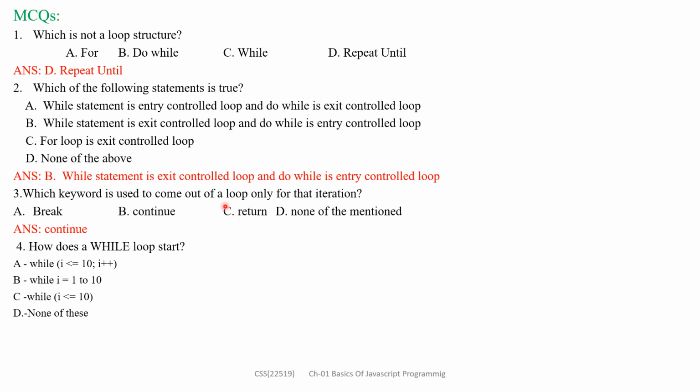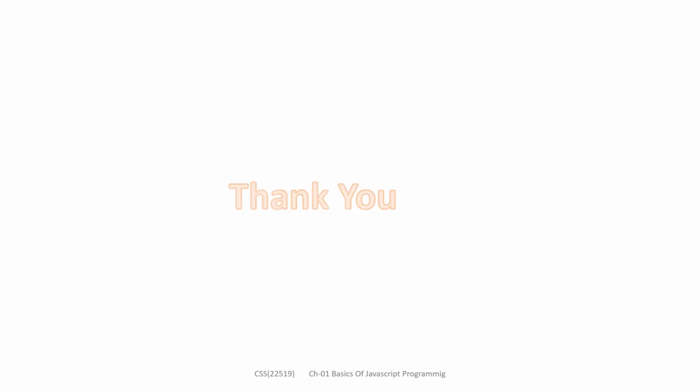These are some conditions of a while loop. A, while i is less than or equal to 10, i plus plus. Then B option, while i is equal to 1 to 10. Next option, while i is less than or equal to 10. And D is none of these. The correct answer is option C, that is while i is less than or equal to 10. With this, we have completed our first chapter, that is Basics of Java Programming. Thank you.